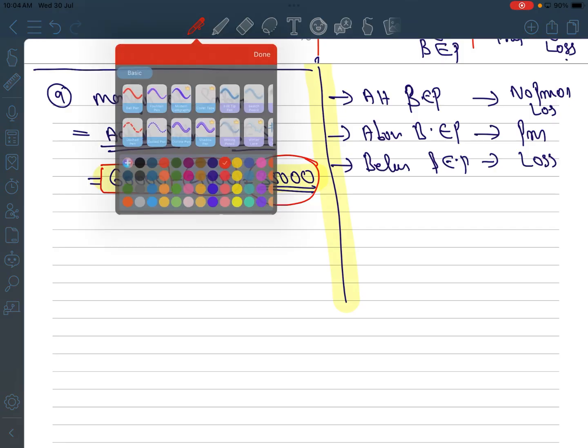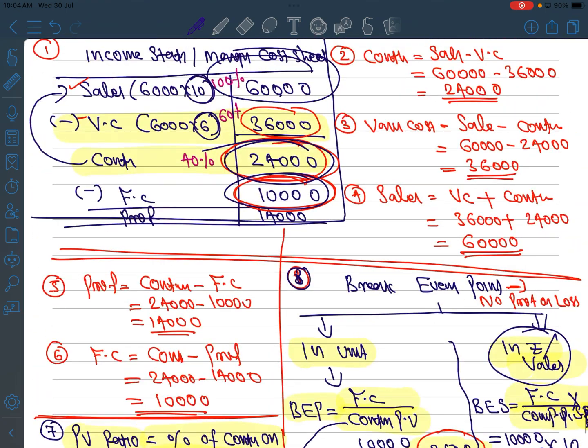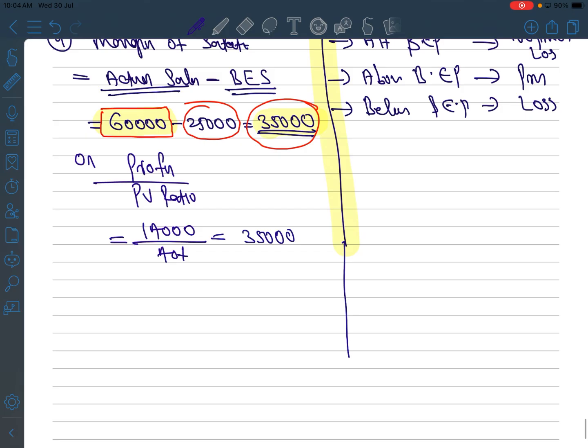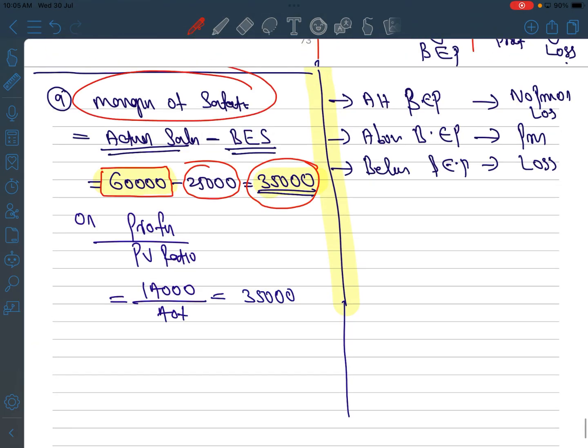There is another equation that we can apply in this question itself. Profit divided by PV ratio. What is the profit here? 14,000. 14,000 divided by the PV ratio of 40% gives 35,000. This is another way.